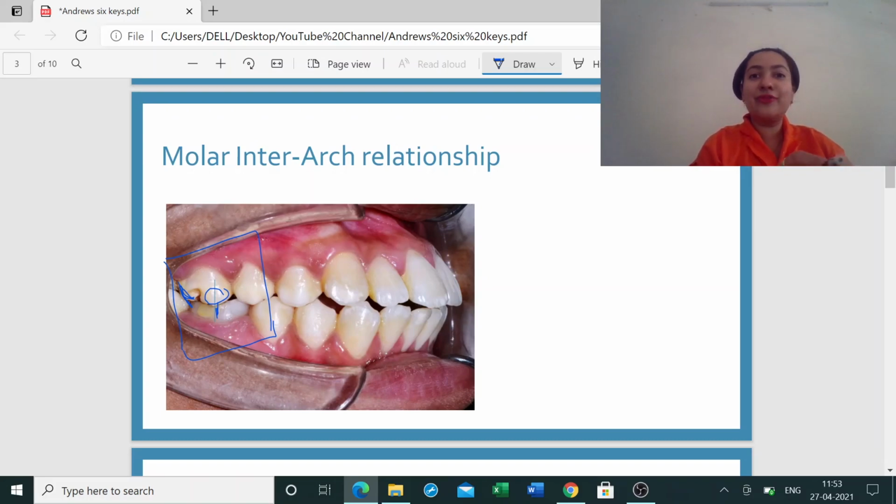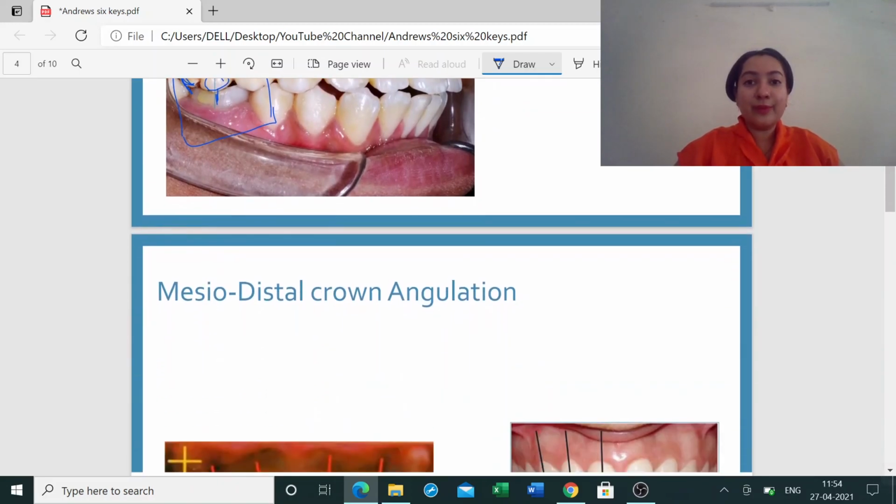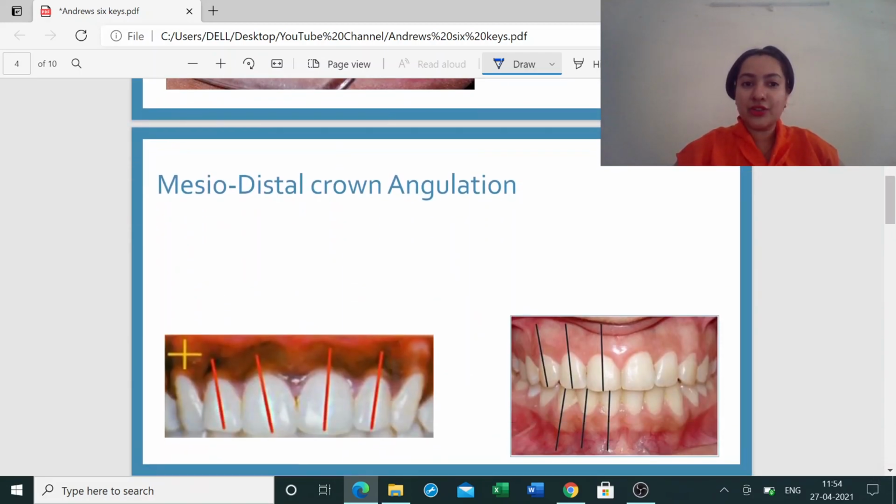So these were 3 to 4 things which he highlighted. He said for a molar to be in a good class 1 intercuspation, the mesiobuccal cusp of the upper first molar should lie in the groove of the lower first molar. The mesiolingual cusp should be in the central fossa and the distal marginal ridge should occlude with the mesial marginal ridge of the lower second molar, right? So this was the first key given by Andrews, that is molar relationship.